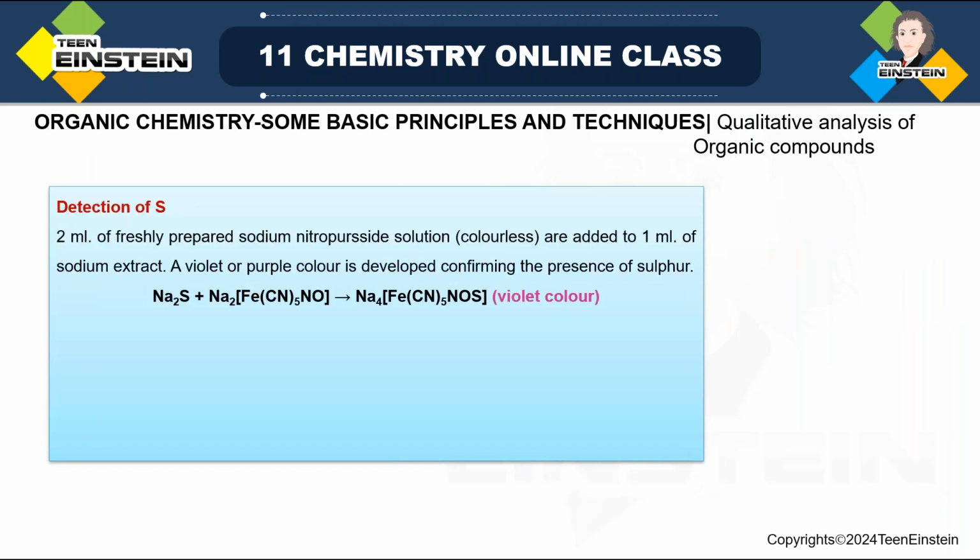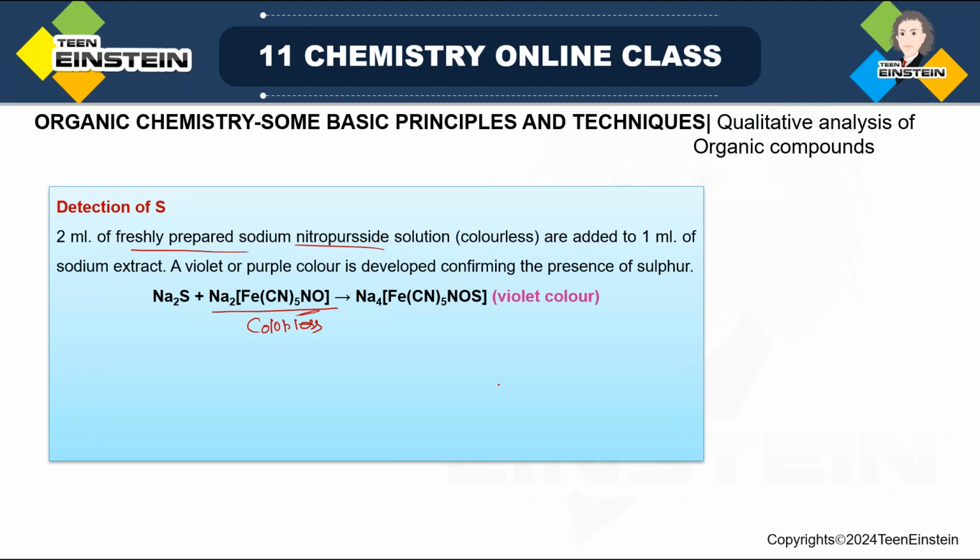After nitrogen, detection of sulfur. Again, we will take 2 ml of freshly prepared sodium nitroprusside solution. Now, what is sodium nitroprusside solution? It has the formula Na2[Fe(CN)5NO]: 2 sodium ions outside the coordination sphere, and inside, Fe with 5 cyano and 1 nitrosyl. This is now added. This solution is colorless, there is no color. Now, this is added to 1 ml of the sodium extract that you have made. Under this condition, if a violet or purple color is generated, then it proves the presence of sulfur.